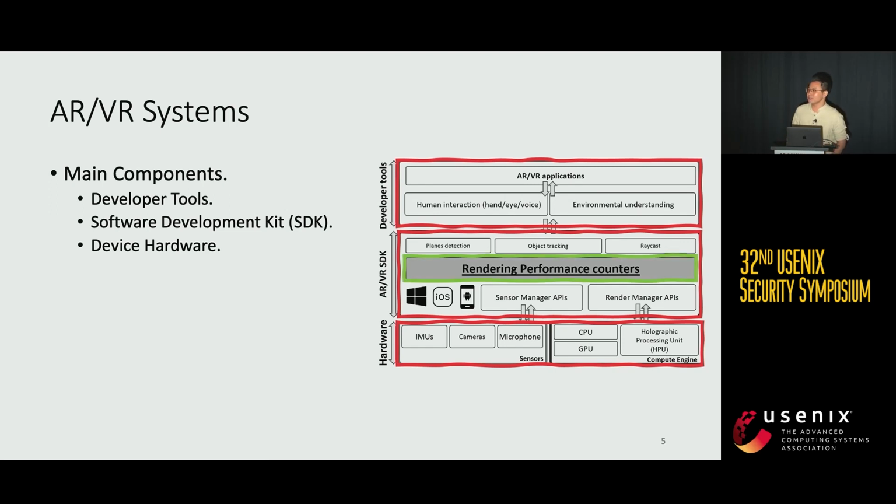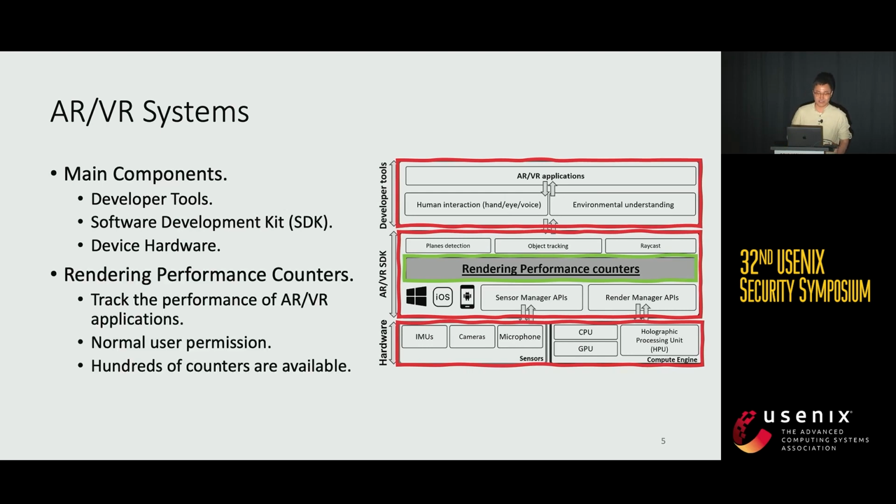In this work, we focus mostly on the rendering performance counters, which lie in the middle layer. They are similar to CPU or GPU performance counters. They help users track the performance of their AR/VR applications, and a user with normal permission can access them. The system provides hundreds of counters to access.